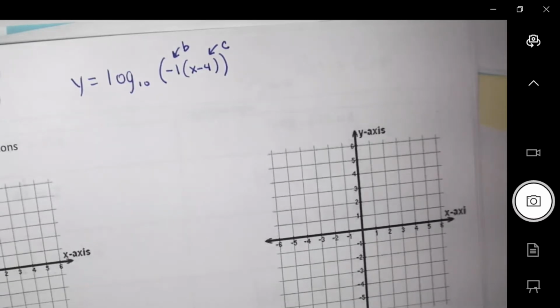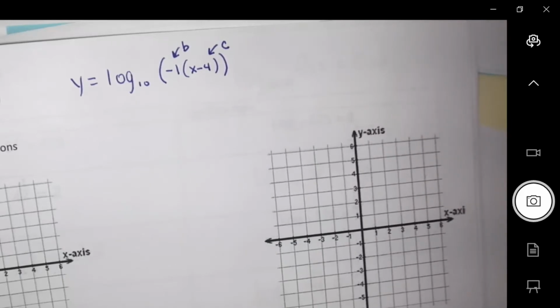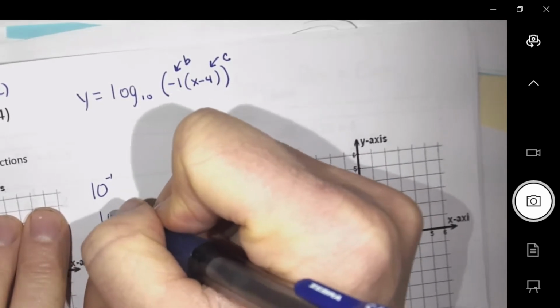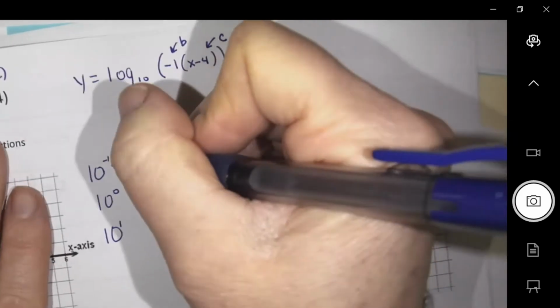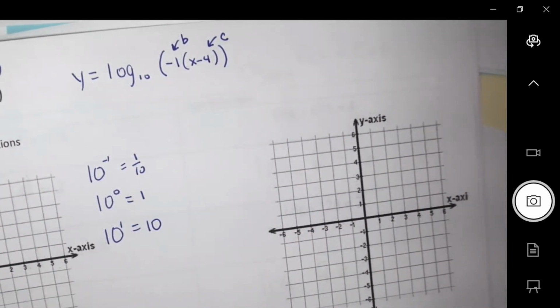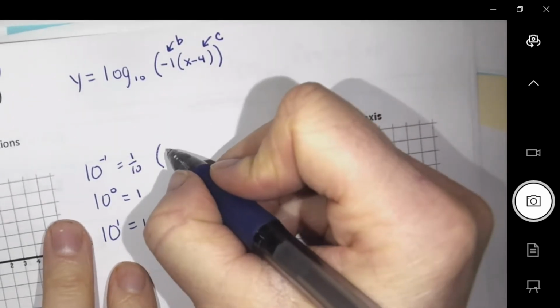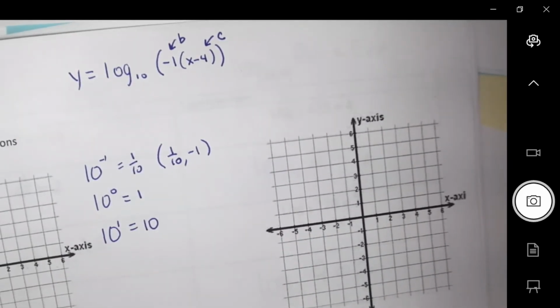Okay, so there's the things that we need to know. The secret base is really a 10 when it's not there, and making sure still that our b's are factored out. So base of 10. Give me the same setup here: 10 to the negative 1, 10 to the 0, 10 to the 1. Okay, so this is a log graph. So the coordinate would be 1/10 and then negative 1.